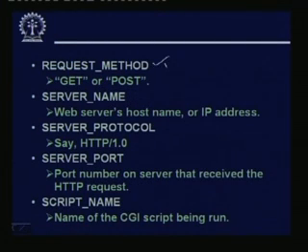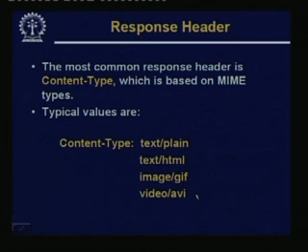Of course, REQUEST_METHOD, GET or POST. SERVER_NAME, the web server's host name or IP address is also available. SERVER_PROTOCOL, which version of HTTP is running. SERVER_PORT, on which port number on the server this particular request has arrived, and SCRIPT_NAME, which CGI script is being executed now. So many environment variables are there which you can use.